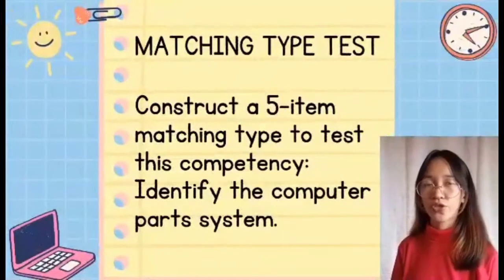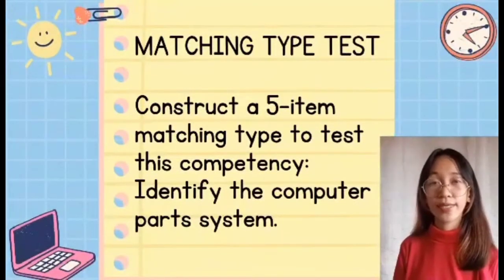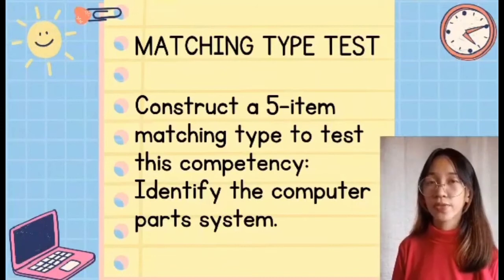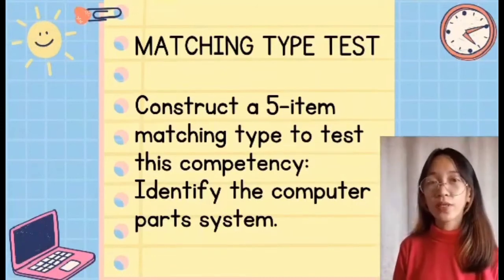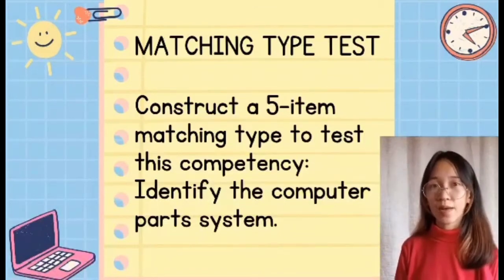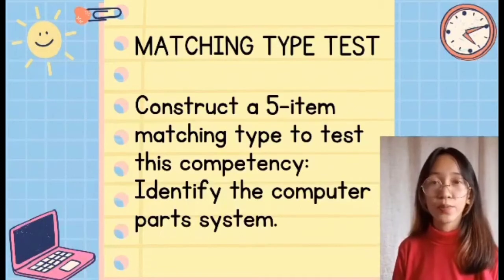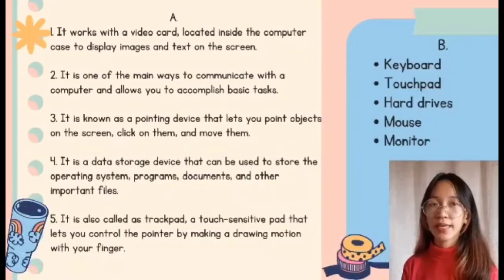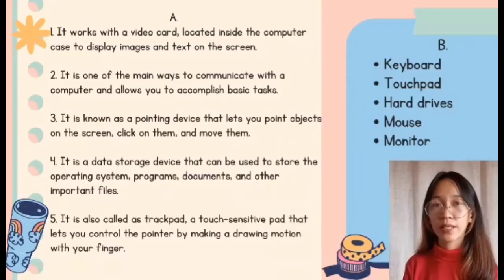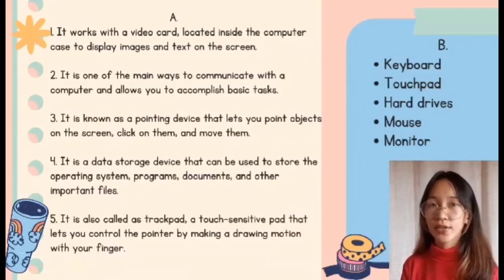Matching type test questions measure the student's ability to connect words, complete sentences, or pair words with their definition. The matching test format consists of two columns, including one with a definition or phrase, and another with a word, number, or symbol. This is the example. Construct a 5-item matching type test to test this competency: identify the computer parts system. So in column A, it consists of the definitions, and in column B, it consists of the words that are the answers to column A.